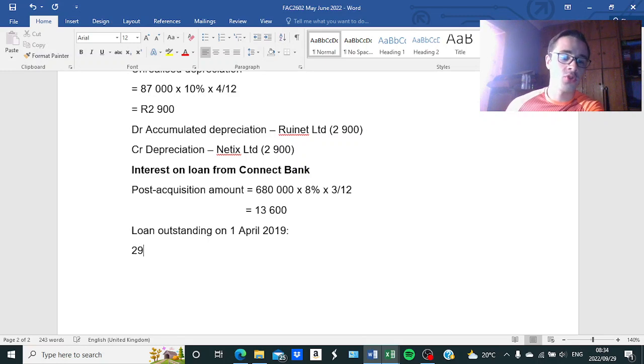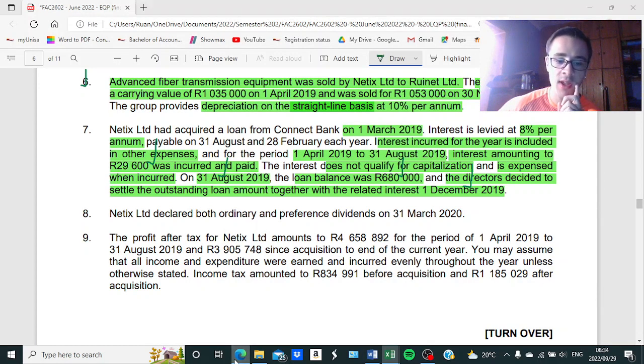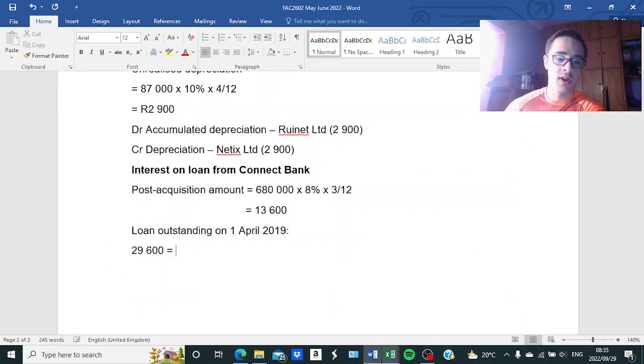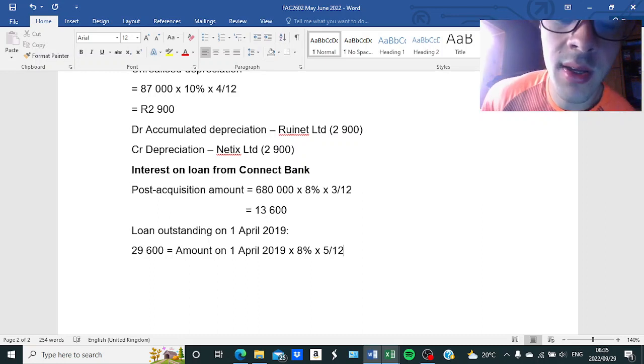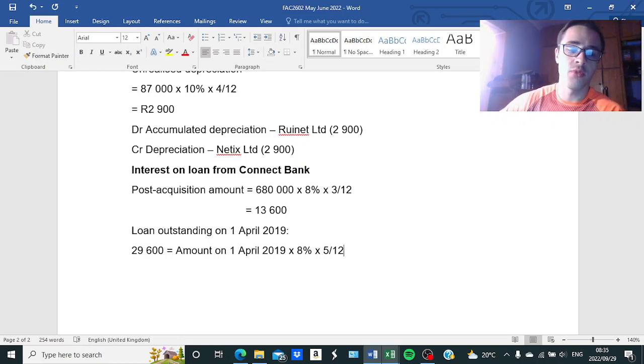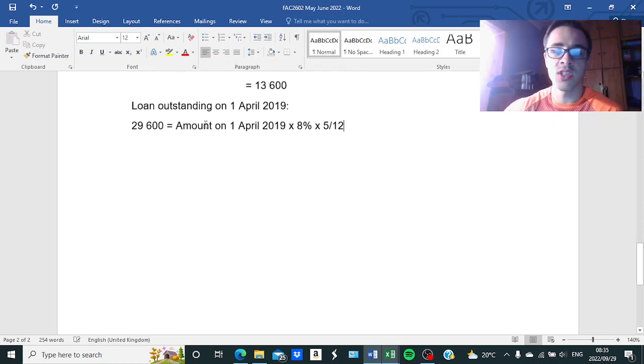So remember that the interest for the pre-acquisition period, which was 29,600 Rand as given, was calculated by taking the amount outstanding on the 1st of April 2019. We then multiply that amount by 8%, and we multiply that by 5 over 12, because that is the number of months covering the pre-acquisition period. So therefore, this will just be a normal equation that you need to solve.